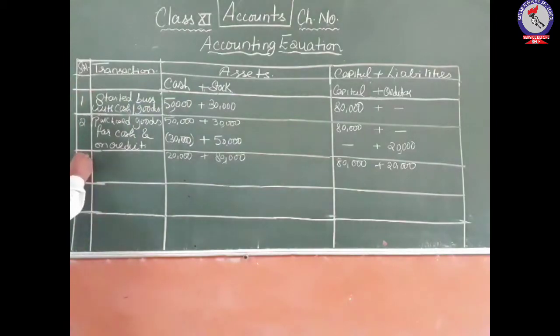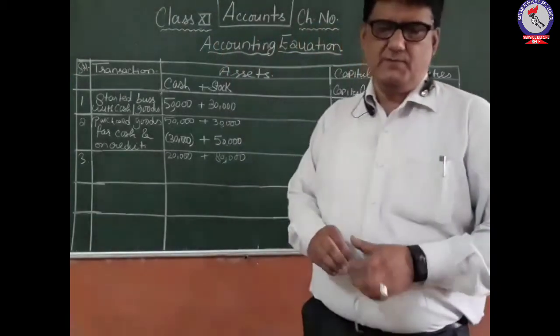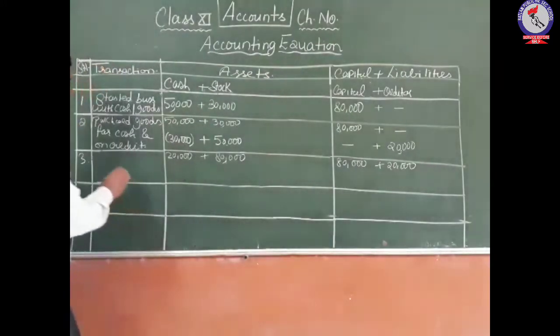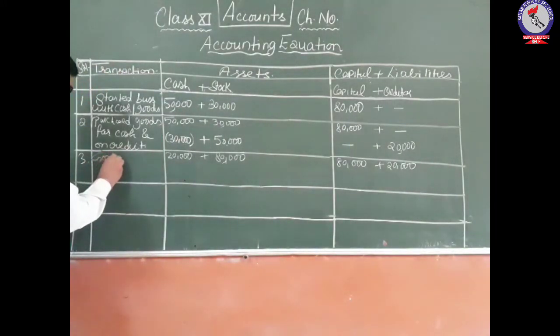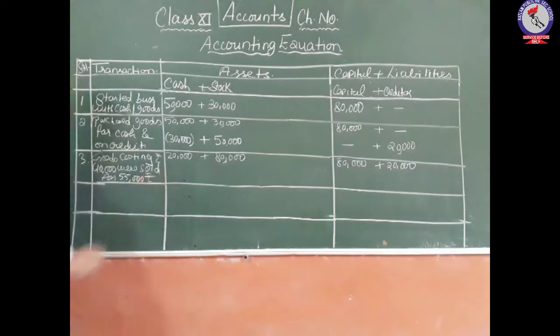Then comes the third equation. The third condition: goods costing rupees 40,000 were sold for 55,000. Now we have sold goods. So it is said that goods costing rupees 40,000 were sold for 55,000 rupees. This is the event which has taken place. The worth of the goods was 40,000.